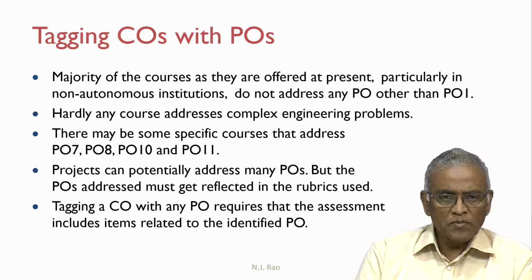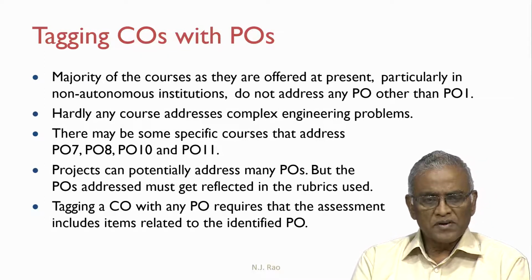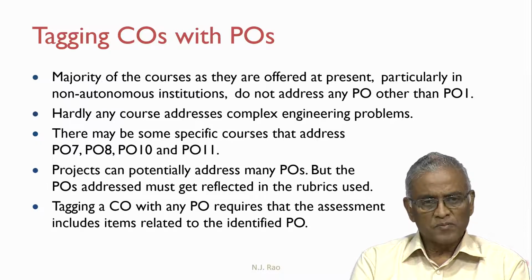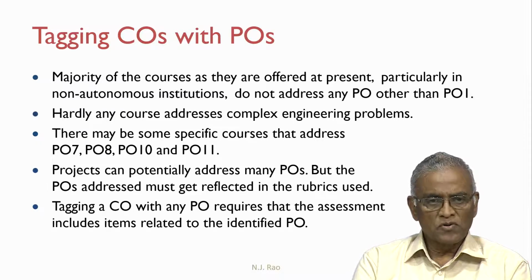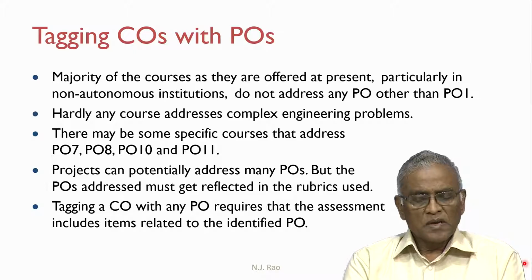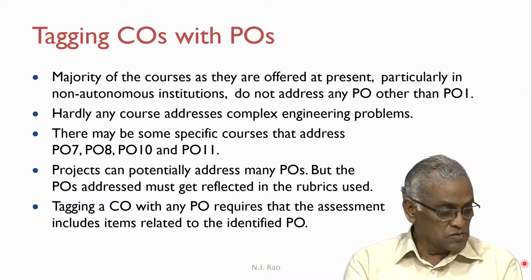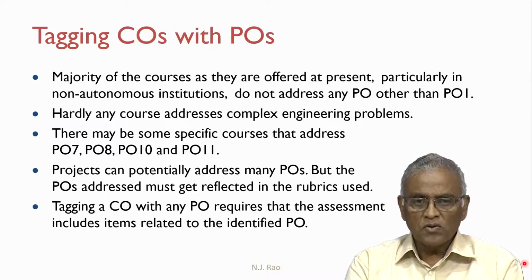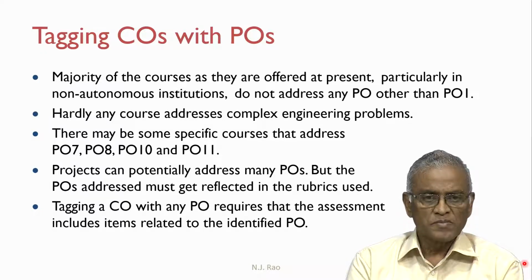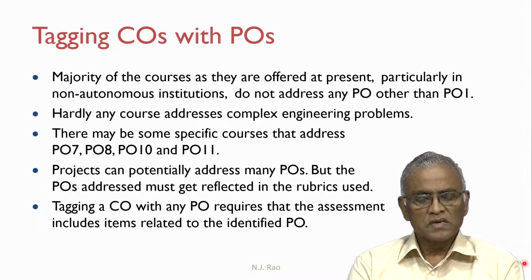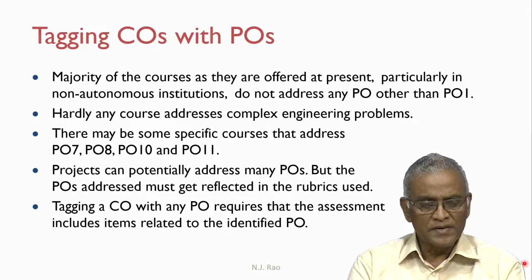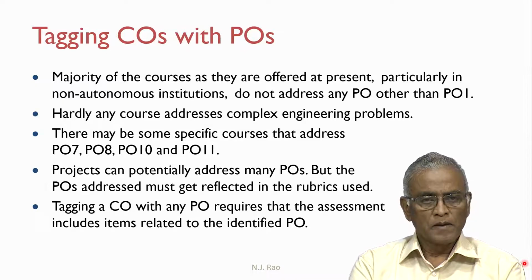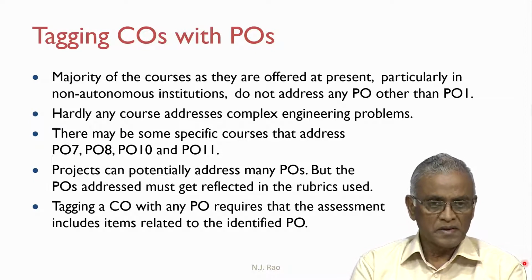And you may have some courses that address specific POs like PO7, PO8, PO10 and PO11. For example, PO11 is related to project management and finance. So there may be a course exclusively for project management. In that case, that course obviously will address PO11. But if there is no such course, PO11 only gets addressed possibly very indirectly.